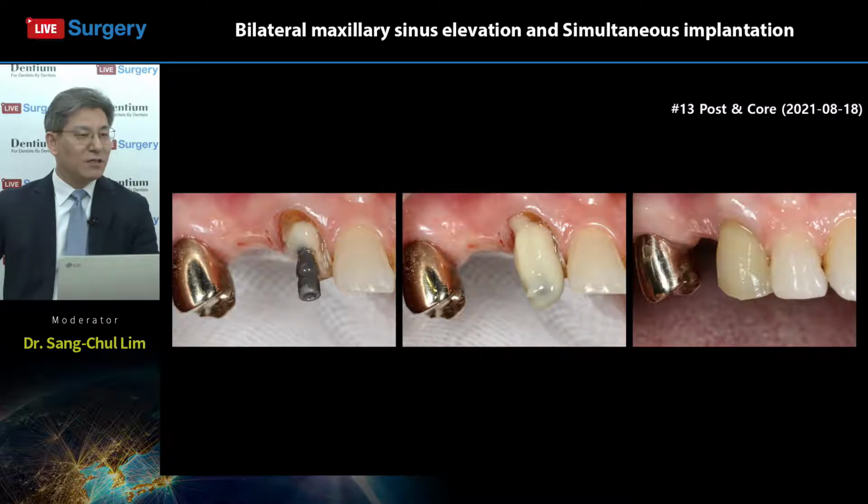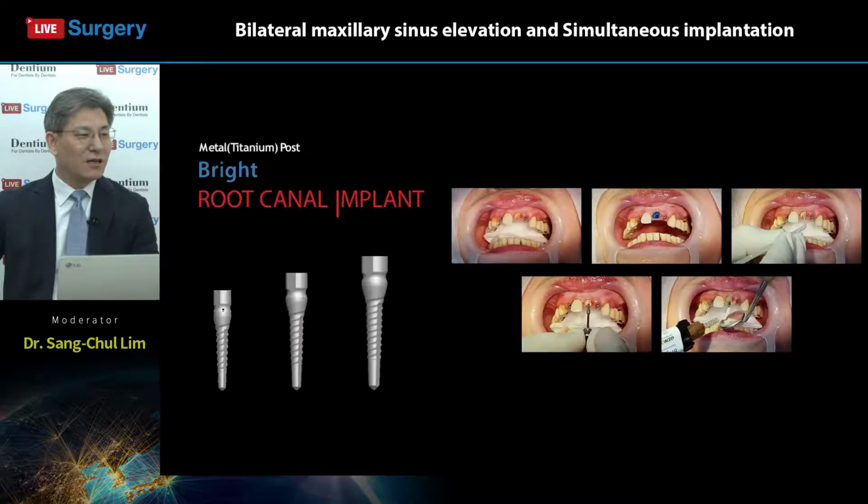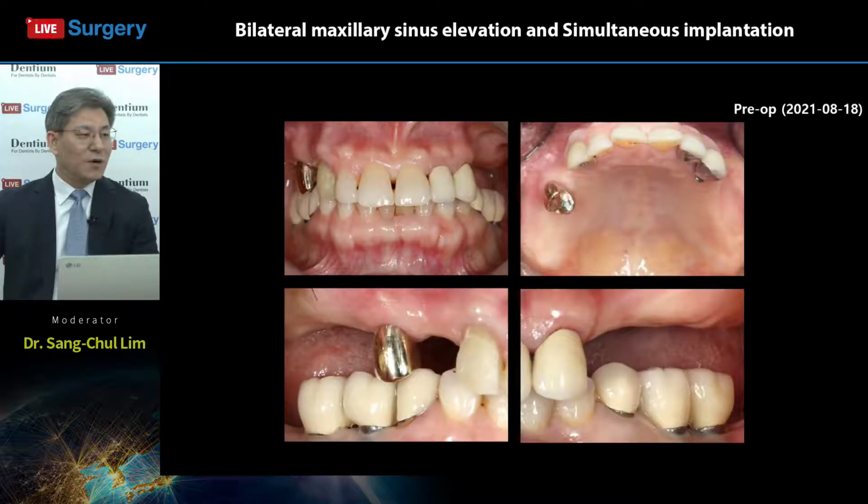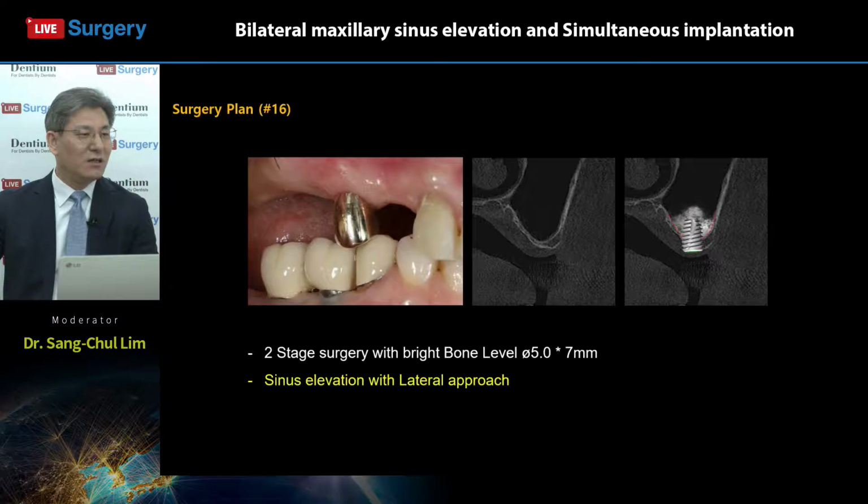So after this, number 14 should receive the implantation treatment, right? This is the procedure of the root canal implant. This titanium post is named Root Canal Implant by Dentium Company, Bright System. So the number 26 area needs a lateral approach, as I mentioned before. So lateral window, sinus membrane lifting, and grafting and implantation simultaneously, okay.